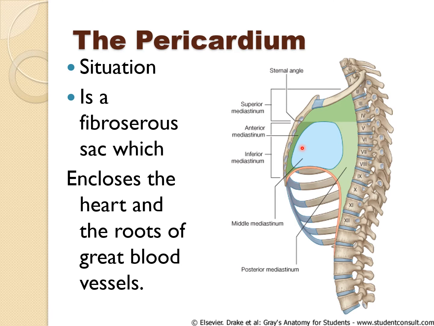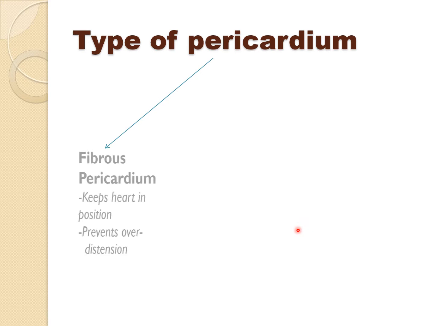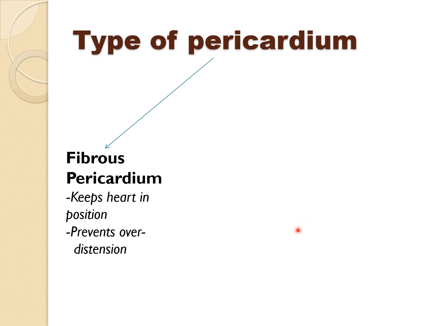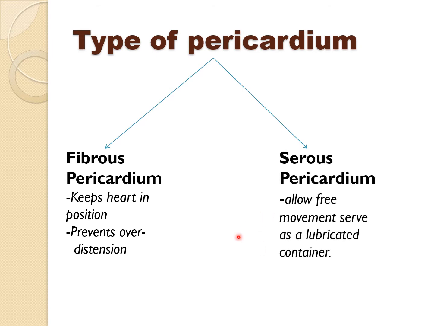Now the compartments. So pericardium has two layers, an outer fibrous layer and an inner serous layer. There are two types of pericardium. Fibrous pericardium keeps the heart in position and prevents over distension of the heart. The second type is the serous pericardium. It allows free movement and serves as a lubricated container. So these are the two types of pericardium: one is the fibrous and the second one is the serous pericardium.